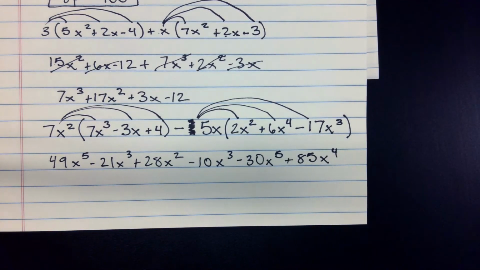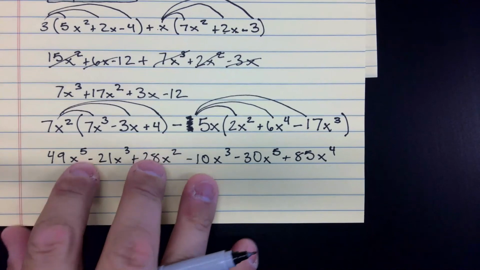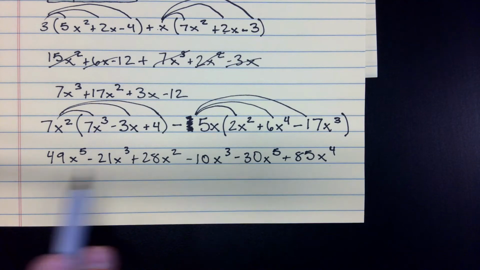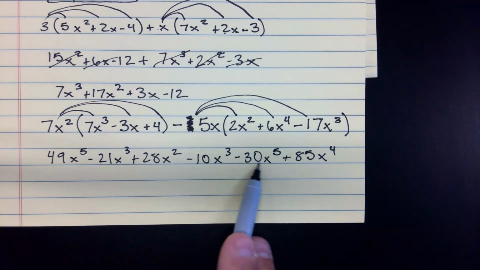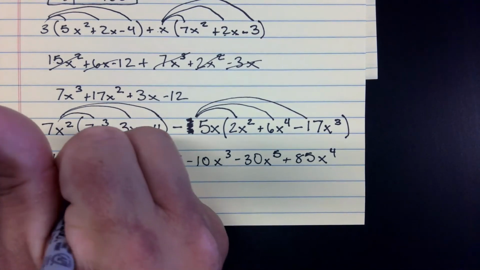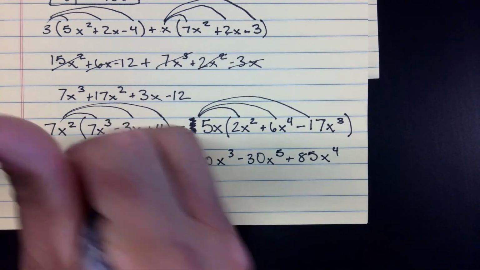Okay, Juliana. Do we have like terms? Okay, which one did you start with? Yep. So we have 49x to the 5th and negative 30x to the 5th. So it gives us 19x to the 5th. That'll be our first term, right?